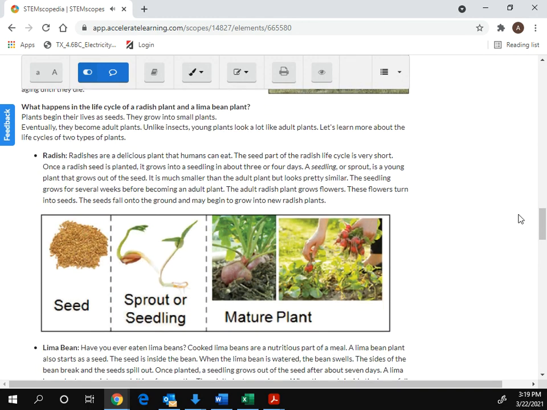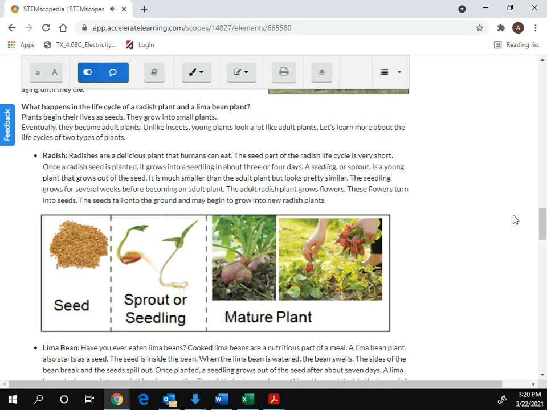What happens in the life cycle of a radish plant and a lima bean plant? Plants begin their lives as seeds. They grow into small plants. Eventually, they become adult plants. Unlike insects, young plants look a lot like adult plants. Let's learn more about the life cycles of two types of plants.